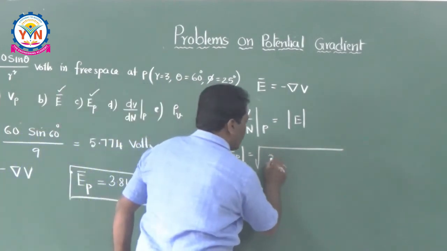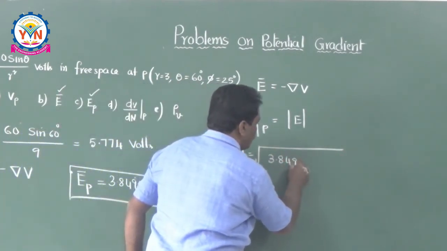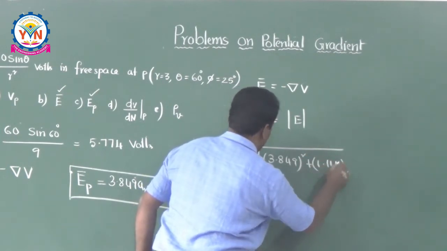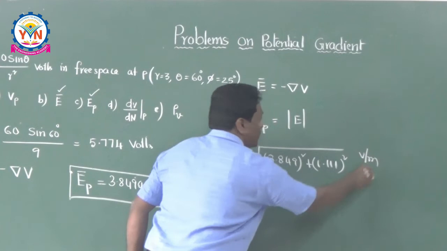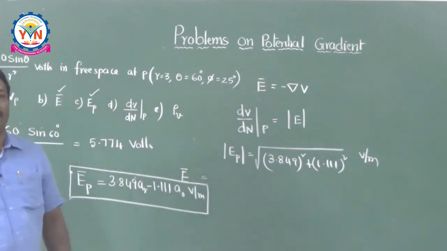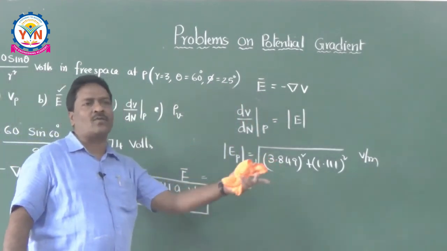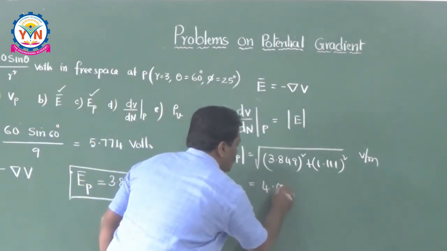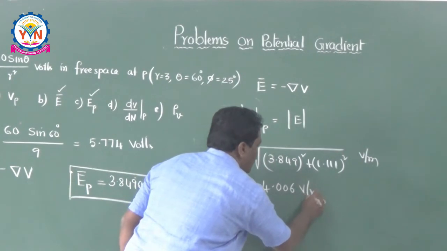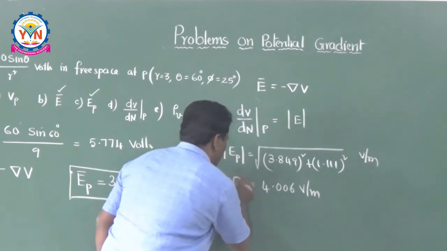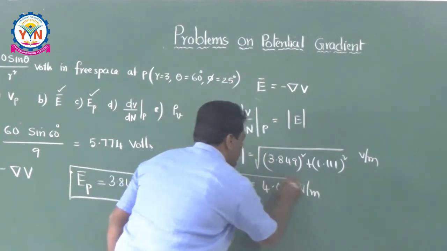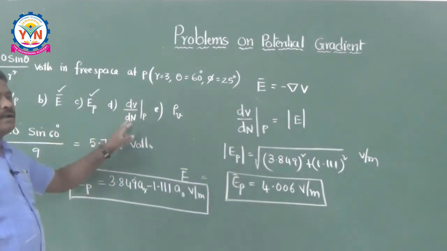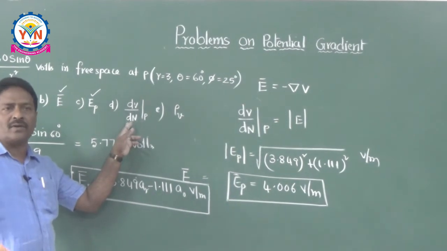So the magnitude of EP is equal to root of 3.849 whole square plus 1.111 whole square, in volts per meter. Now if you simplify this, you are going to get your answer, that is equal to 4.006 volts per meter. This is the answer, the EP magnitude. So you calculated your dV by dN also.